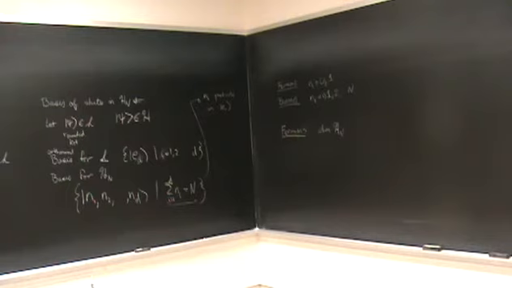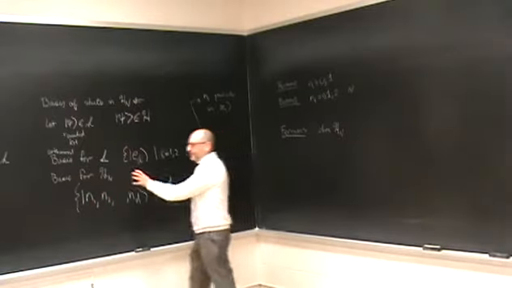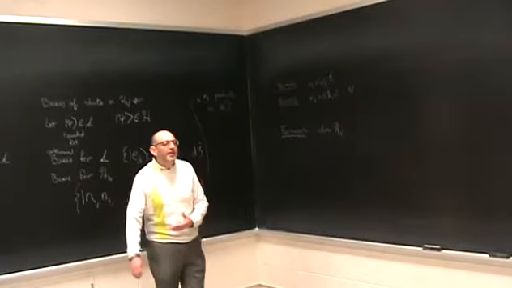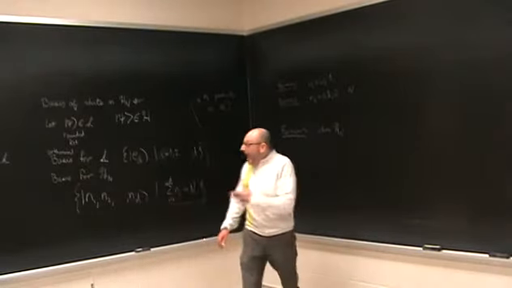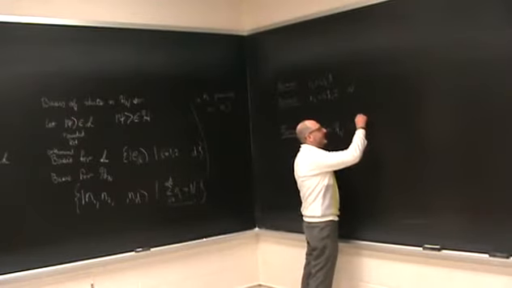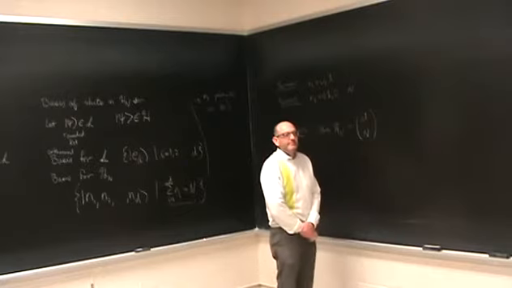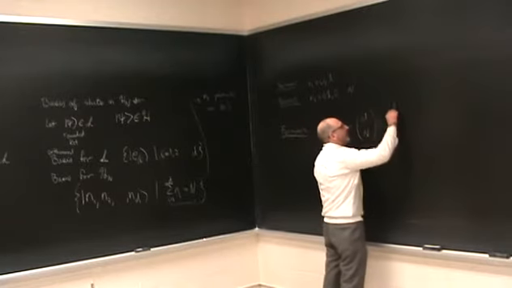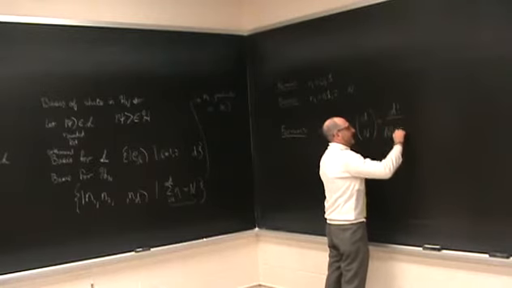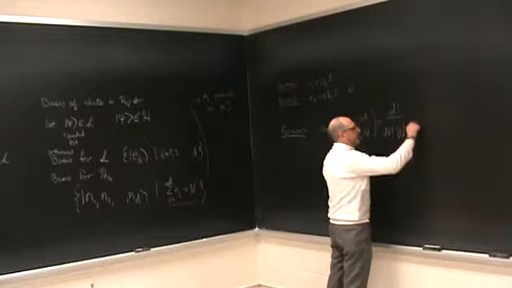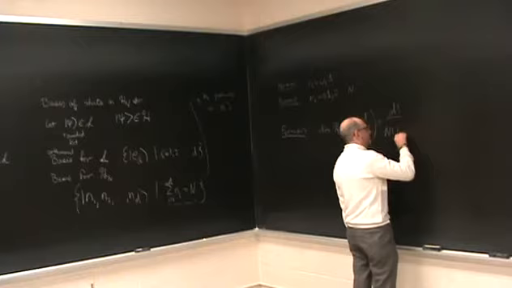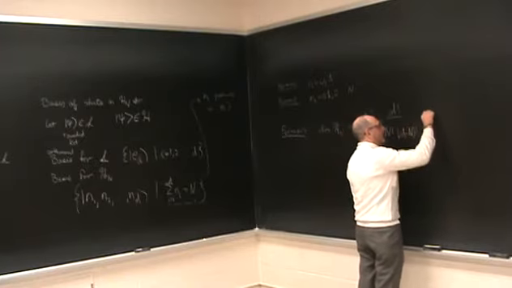Well, that's really just how many ways I can pick some of them to have ones and the rest of them are zeros, right? So it's the number of ways of picking N out of D. So it's D choose N. So that's D factorial over N factorial times D minus N factorial, where D is greater than or equal to N.